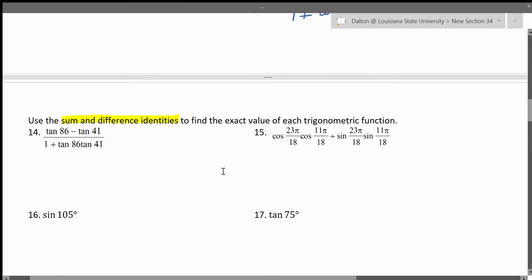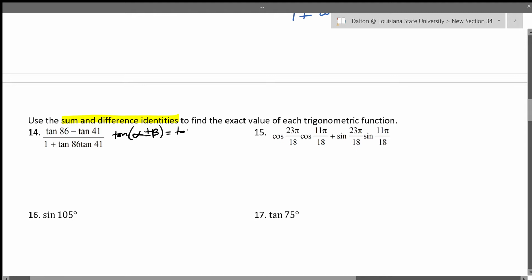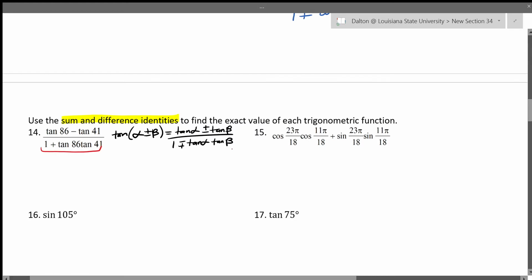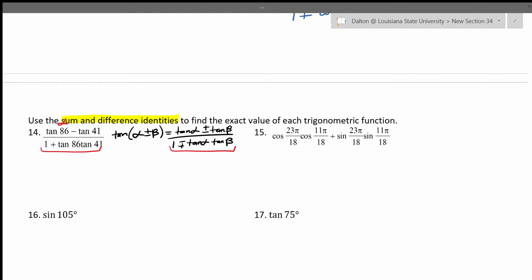The tangent sum and difference identity will be tangent of alpha plus or minus beta is equal to tangent alpha plus or minus tangent beta all over 1 minus plus tangent alpha times tangent beta. So you're going to notice the problem that I gave you looks just like the right-hand side, right? All of this stuff looks like all of this stuff, except instead of alphas and betas, I have 86s and 41s. So that means 86 will be considered alpha and 41 will be considered beta.